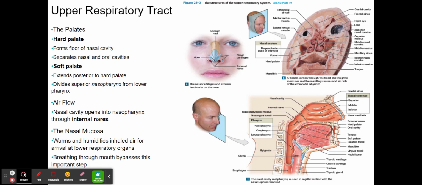As air moves out of the respiratory tract, it again passes over the epithelium of the nasal cavity. This air is warmer and more humid than the air that enters. It warms the nasal mucosa, and moisture condenses on the epithelial surfaces. In this way, breathing through your nose helps prevent heat loss and water loss.